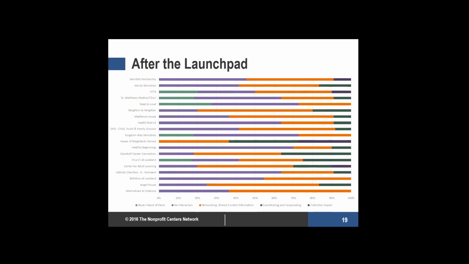A lot of these groups were only able to attend for a part of the day. We've seen a huge increase in this purple band of we know who they are, but we haven't had that much interaction. And we've also seen an increase overall in this orange band. We start sharing contact information.